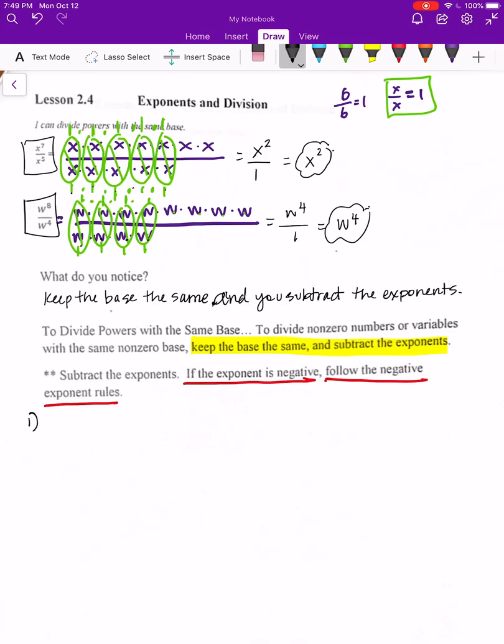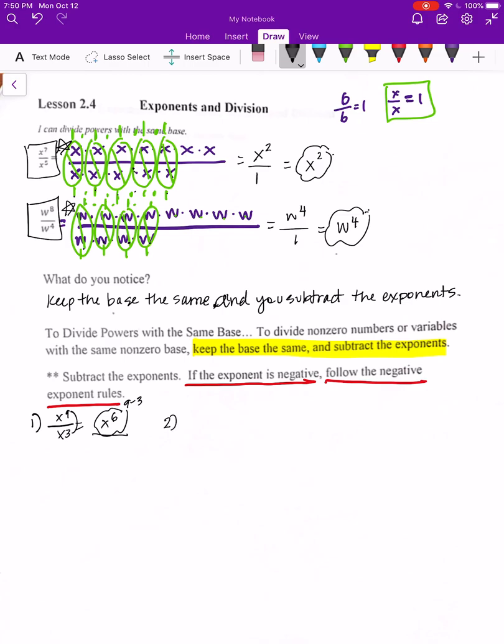Number 1, you have x to the 9th over x to the 3rd. Now I certainly do not mind if you want to write it like we did up here with the x's and the w's. If you want to do that, you can. Or if you follow the rules, keep the base the same, which would be x, and you subtract 9 minus 3. So you're actually doing 9 minus 3, and 9 minus 3 is 6. So it'd be x to the 6th power, okay?